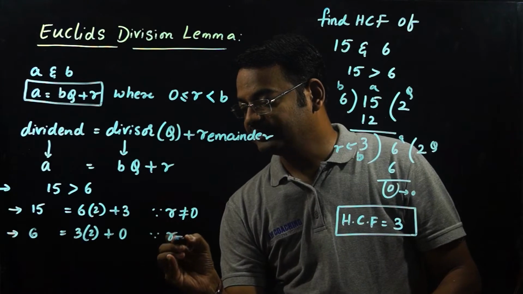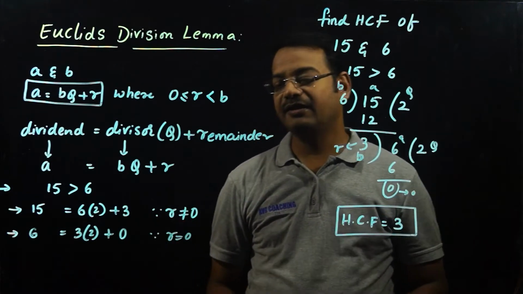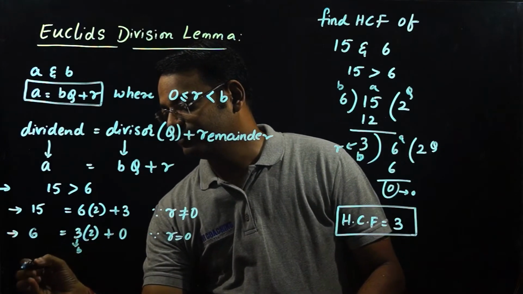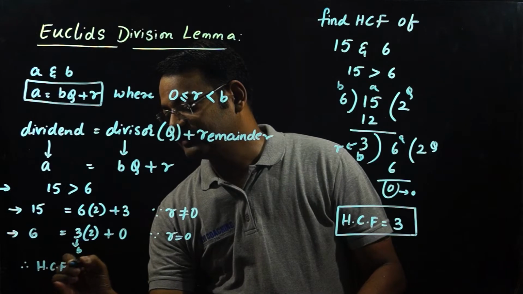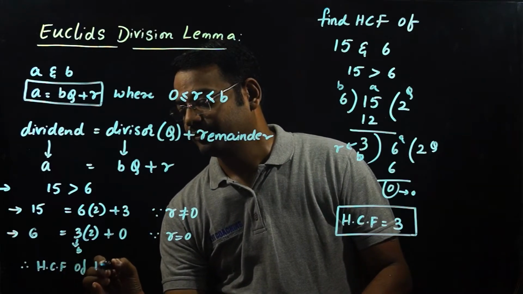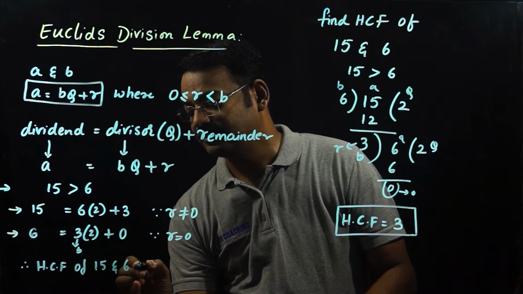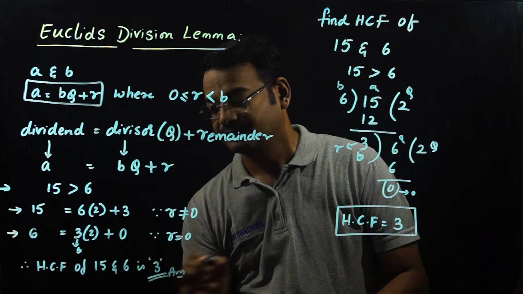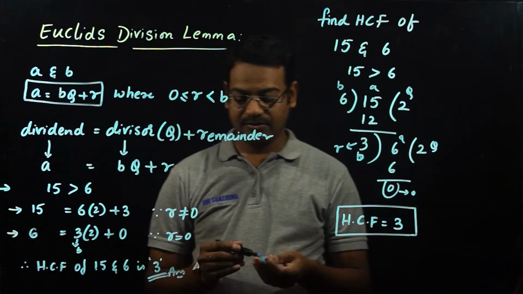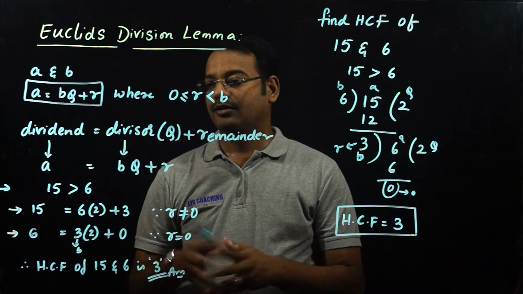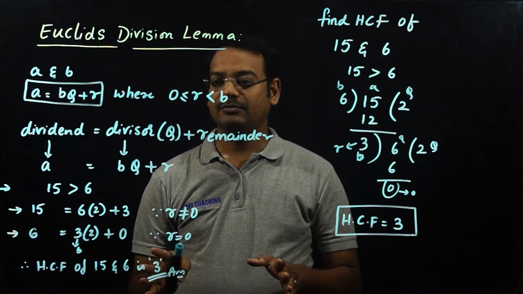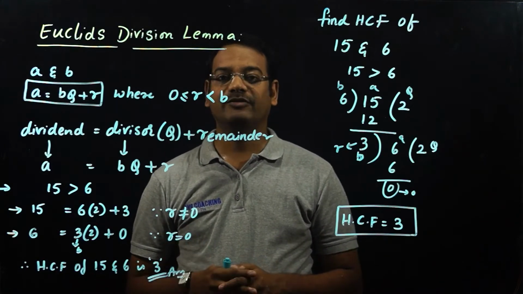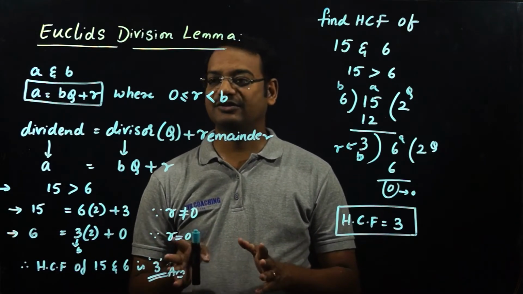Now r is equal to 0, so we will stop the algorithm and take the b value as the HCF. The b value is 3, therefore HCF of 15 and 6 is 3. This is how Euclid's division lemma is done. So hope you understood the problem. If you are not clear on the concept, please start the video from the beginning so that you clearly understand the concepts.